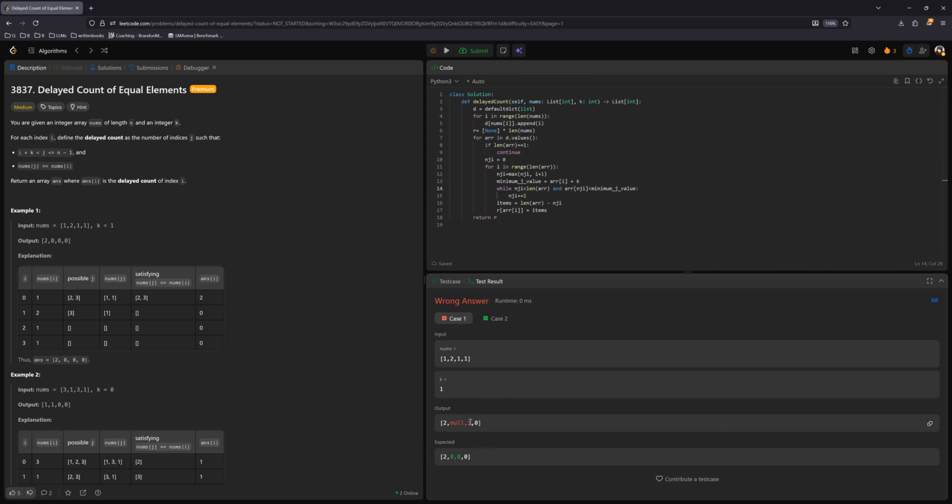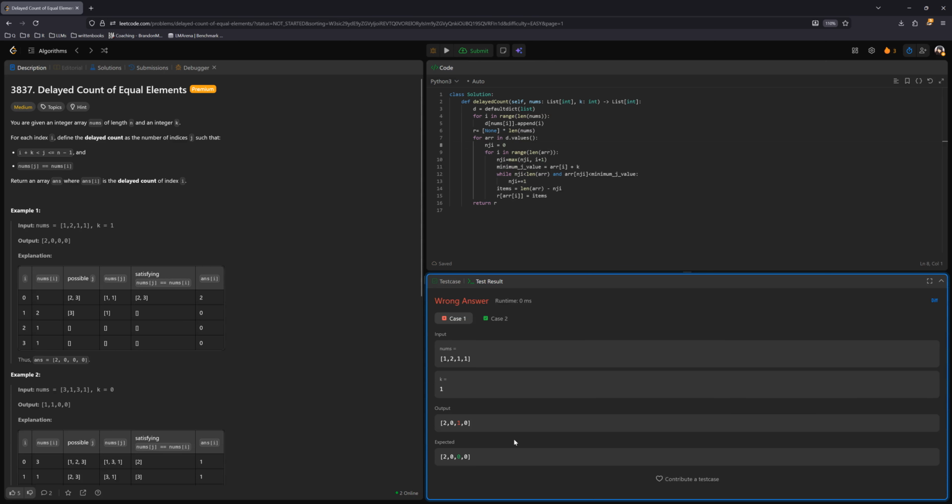Null. And how in God's name do we get null? That's how we get null. Now that one is interesting, right? If NJI is less than length of ARR, and ARR of NJI is lesser than minimum J value.